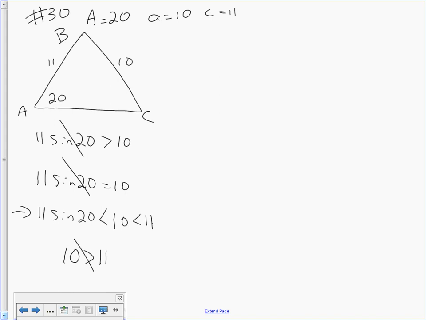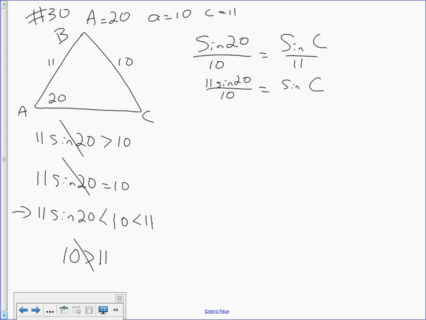So what I'm going to do is use the sine of 20 is to 10 as the sine of C is to 11. Quick multiply stuff through, you wind up with 11 sine of 20 over 10 is the sine of C. When you type all that into your calculator, with any luck, you get 22.1 for C.